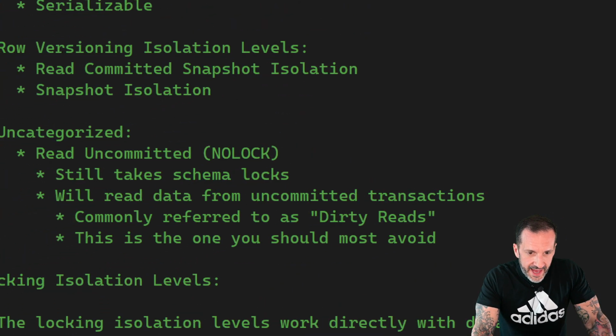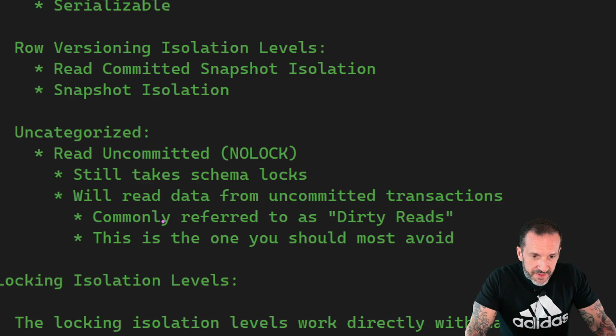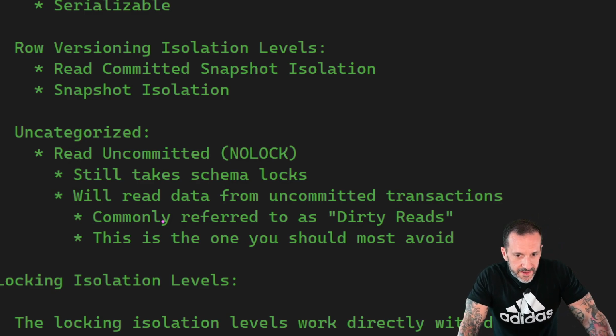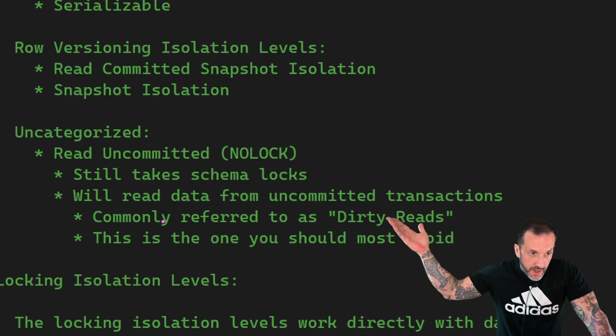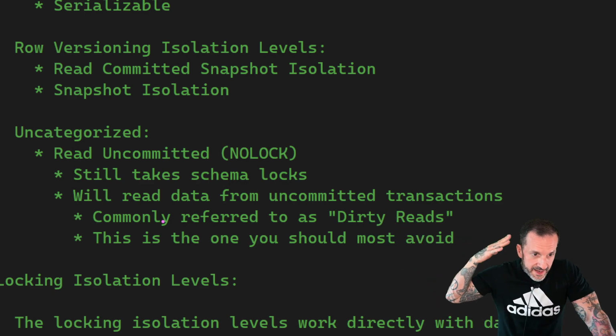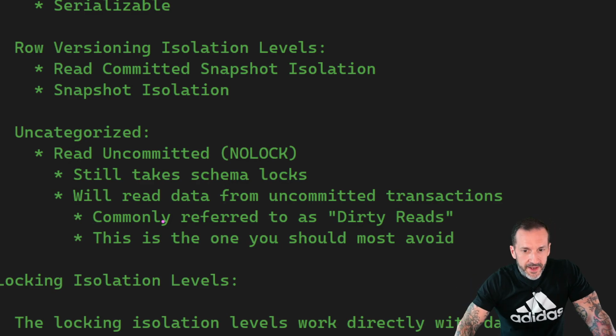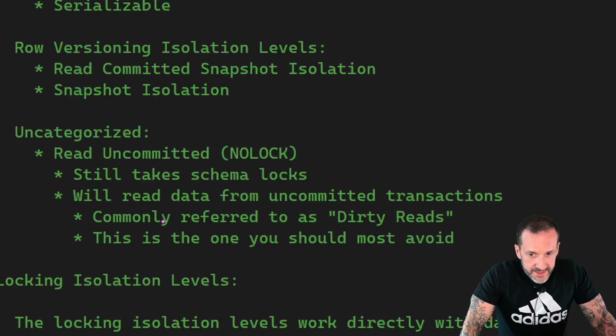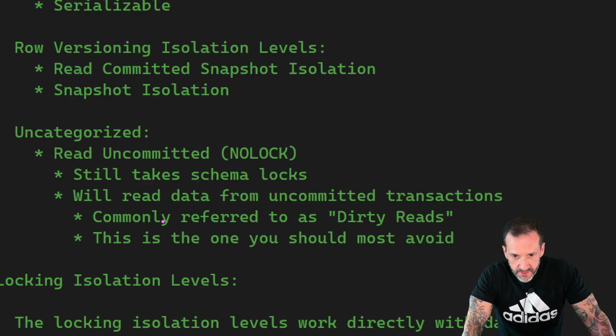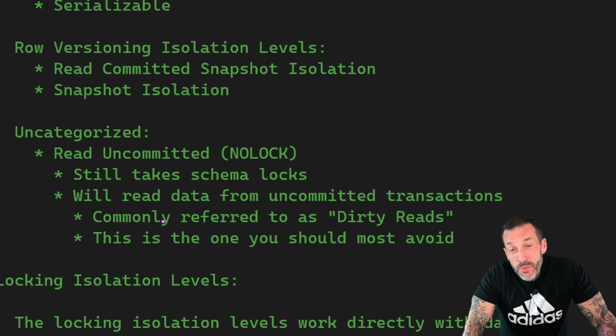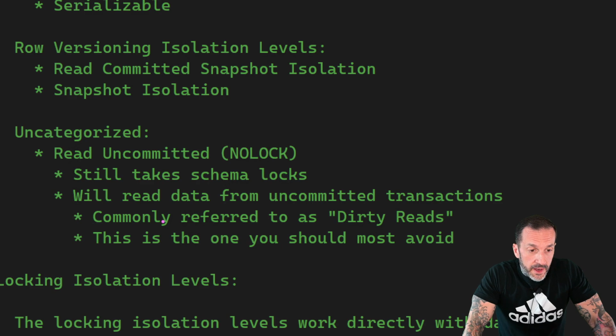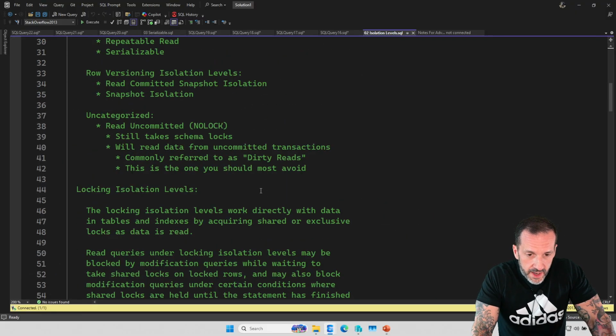And then we have this uncategorized monster, read uncommitted, which is a synonym for NOLOCK, right? NOLOCK and read uncommitted, same thing. There's no difference except where you write them. They still take schema locks, and they will read data from uncommitted transactions, commonly referred to as dirty reads. This is the one that you generally want to avoid, though most of you have done quite a poor job, failing grades on avoiding read uncommitted slash NOLOCK.